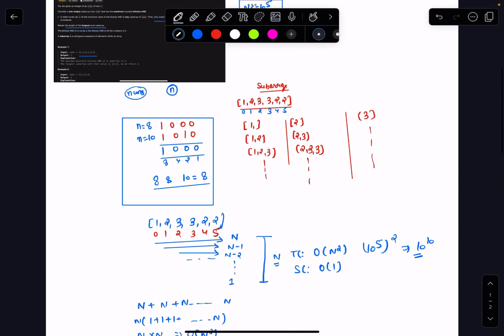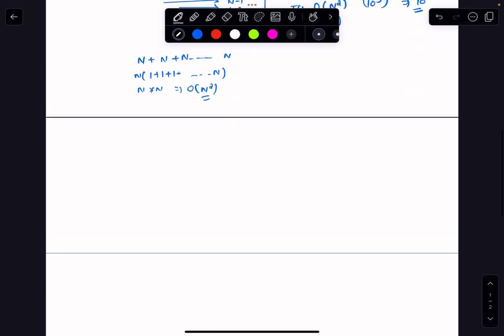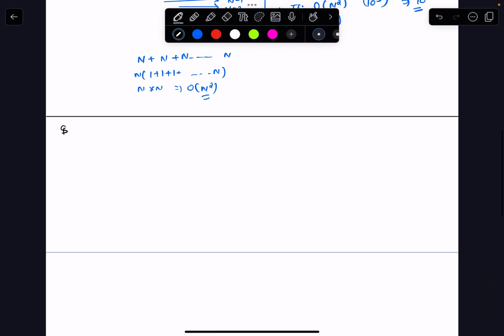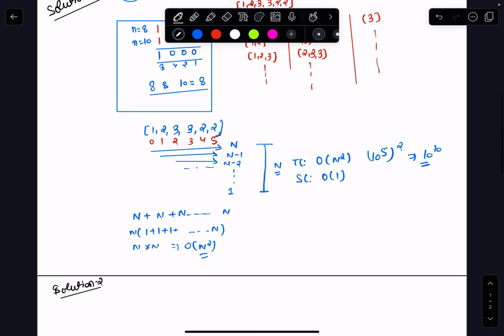This is solution 1. Solution 1, right? We are finding another solution, that is solution 2. In this solution 2, basically the same array we are using here.